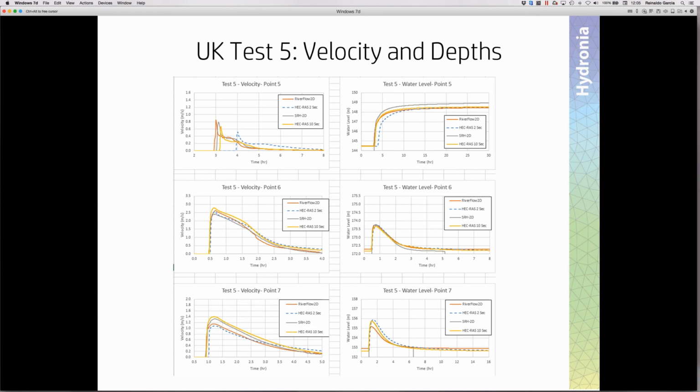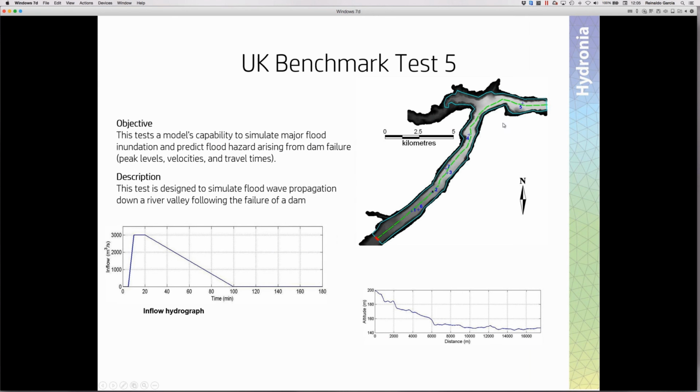Now, these are the results for points 5, 6, and 7. Let me go back here so you understand where the points are. 5 is downstream, 6 is upstream, and 7 is in the middle. So I wanted to cover different points at different areas, because these are not that different here. They're very close.